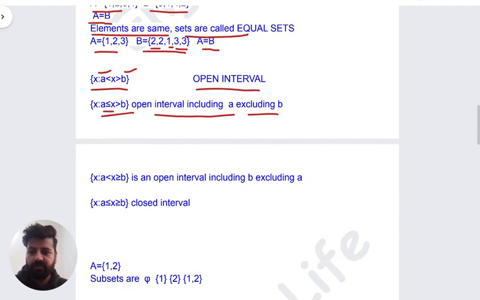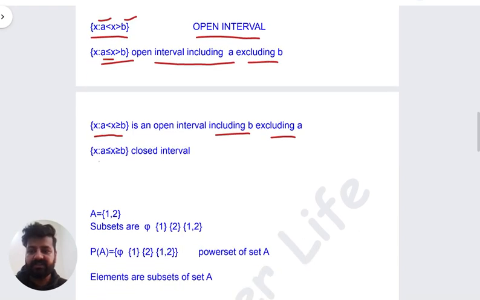Now come to the next. Here we can see another set builder form of a set. It is also an open interval including B. The value of x can be B but cannot be A. That's why I said excluding A and including B. Now come to the next. Here we can see the value of x can be A as well as B. That's why we call it a closed interval. In a closed interval, the value of x can be A as well as B. So this is called a closed interval.